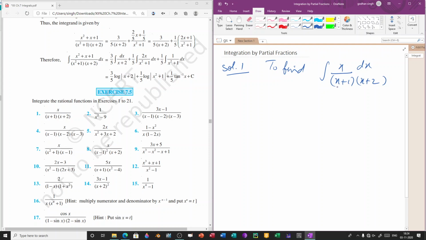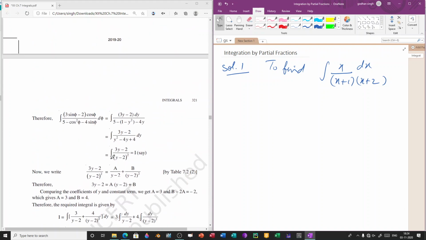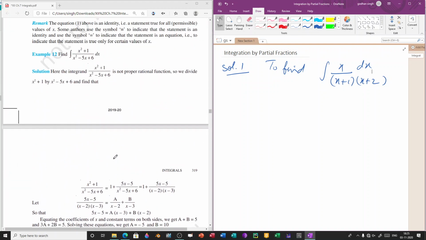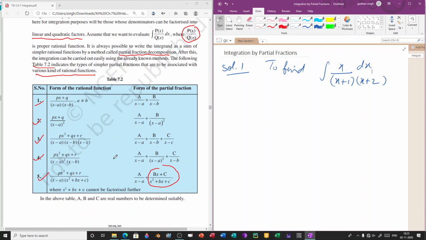We know how we have done that one in the earlier exercise, or we can use partial fraction here. So first of all, we will see from the table which form this one is. So let us go back to table 7.2. Here, if we try to match with the forms 1, 2, 3, 4, 5, this is of the first form.